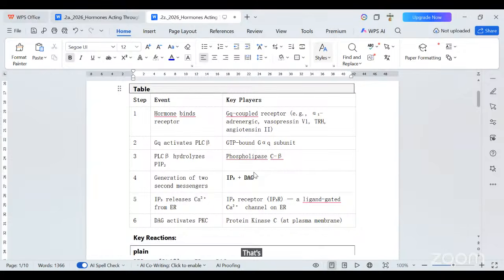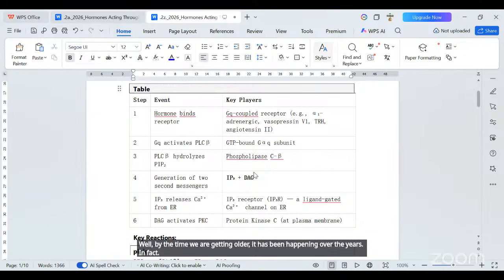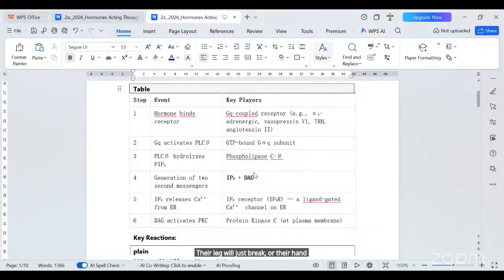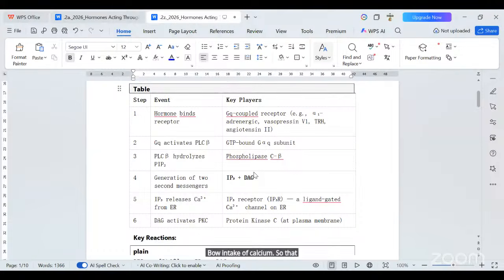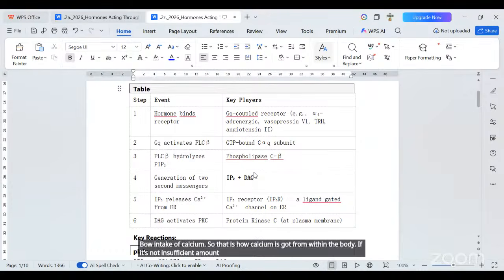That's why you have osteoporosis in old people. When you are young, you might not quickly notice it. But by the time you are getting older, if it has been happening over the years, it's so bad in some people, the bone will just break. Their leg will just break, or their hand, any part, because over the years, calcium has been eroding. You know what erode means? Chipping off. The bones have been chipping off little by little because of poor diet, poor intake of calcium. So that is how calcium is gotten from within the body if it's not in sufficient amount in storage.